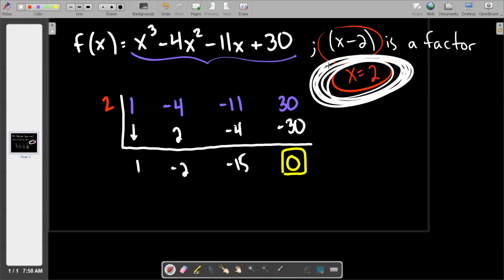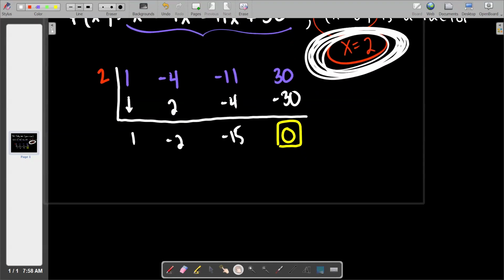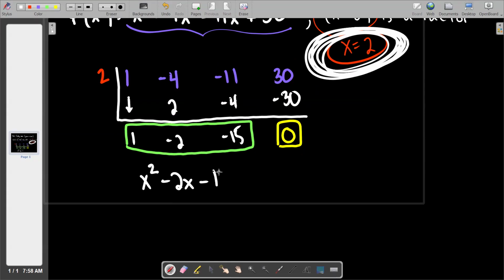Good so far? Now, remember from last week that these 3 numbers in this green box represent the quotient, correct? So what will the 1 represent? Good, 1x squared minus 2x. Okay. Now what we're going to do is factor that. So the gist of this, if you caught it right away, good job. If you didn't, you'll catch it in the next 3 examples.